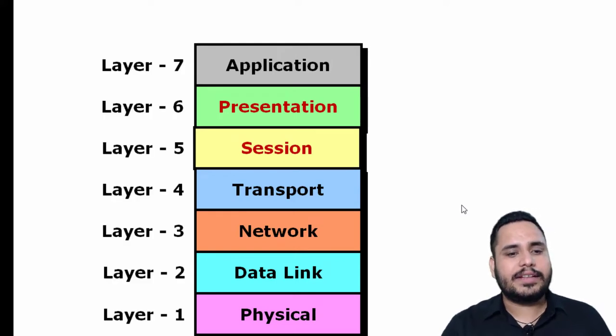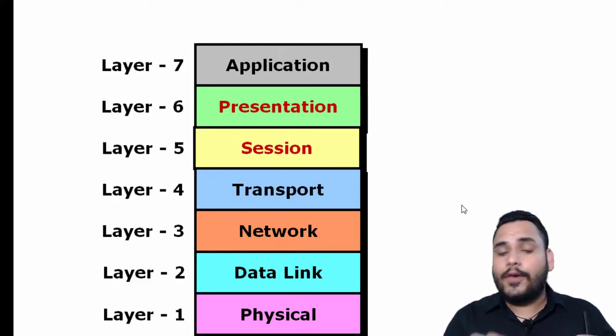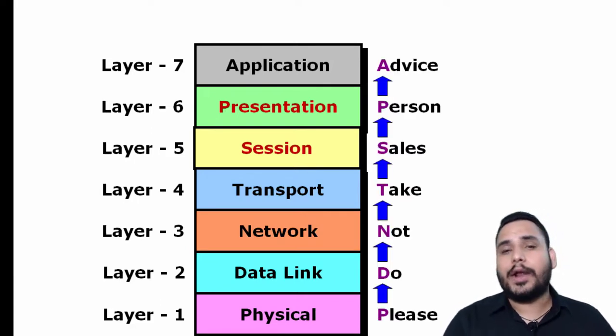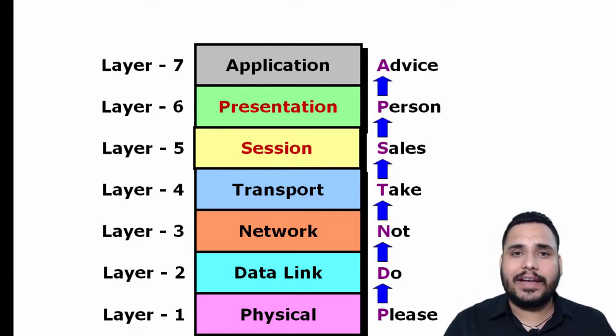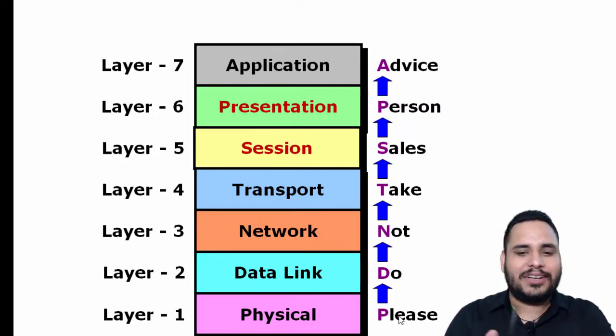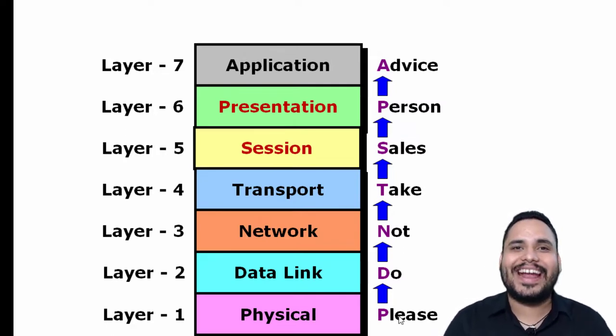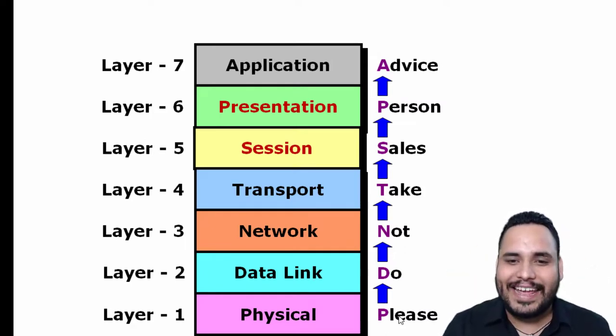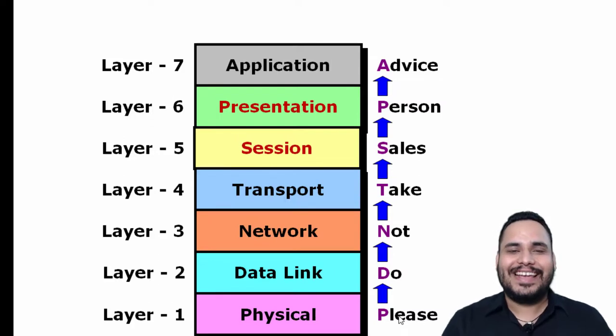These are the layer 7 to layer 1 model, and the first 3 layers, application, presentation and session, are known as software layers. And here is an example, like there is a rhyme. I'm not saying that you don't need to take advice from salespeople. Just to remember, like: please do not take salesperson advice.